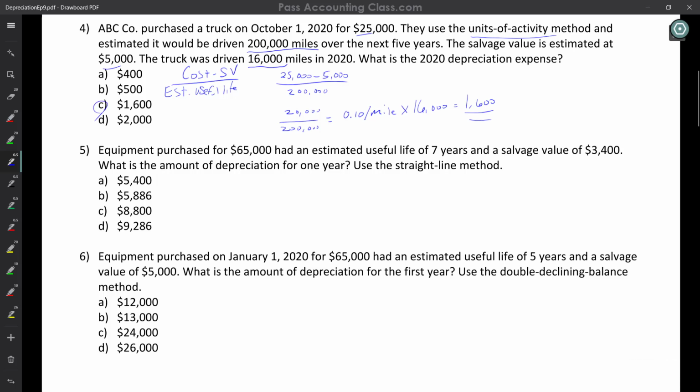Now, sometimes with units of activity method, students will get confused because they think that they'll have to take a portion of the year, because here it says October, so they think they may need to multiply this 1,600 by 3 months divided by 12 months. That's not the case. When you're using units of activity, you want to focus on the rate that we calculated, that's at 10 cents, and then multiply it by the actual usage in the year. And the actual usage is that 16,000. So just keep that in mind. You're taking the rate times the actual usage, and that will get you your depreciation expense.